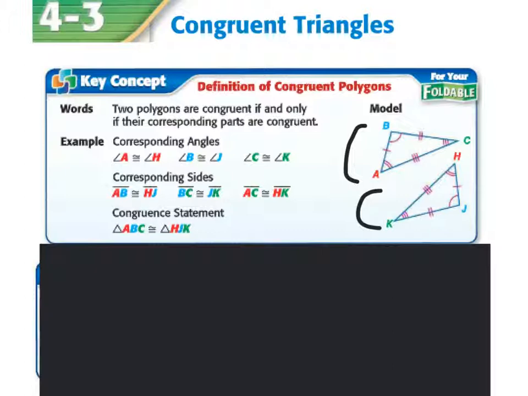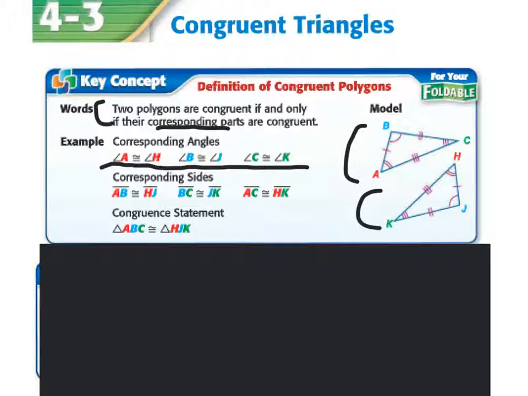So the words here are: two polygons are congruent if and only if their corresponding parts are congruent. Parts of a triangle, for example, are sides and angles. So here is your listing of angles. All of these pairs of angles are congruent, and they're done in different colors to illustrate that.